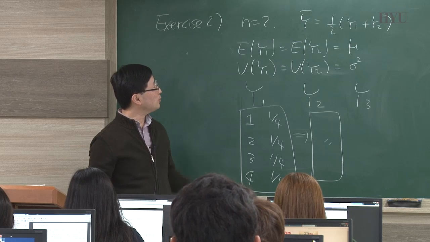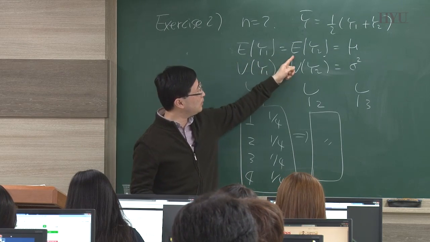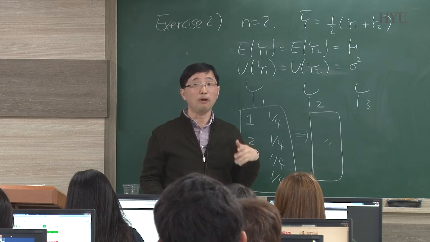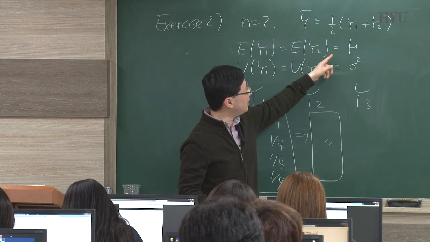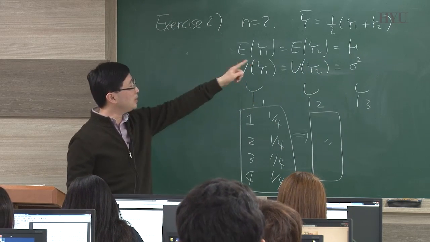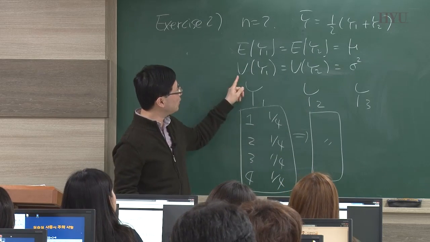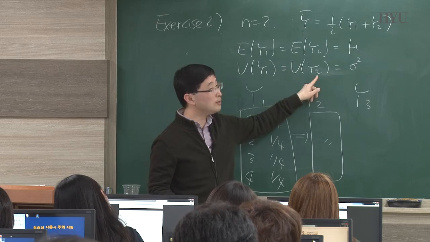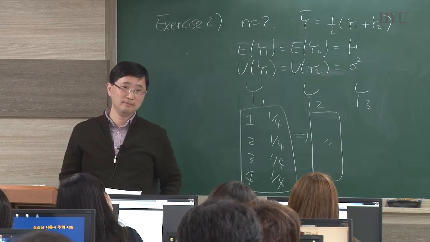The y1 and y2 have the same distributions, right? So it's natural to assume that the mean of y1 should be equal to the mean of y2. That's the meaning of having the same distribution, right? And let's say that just happens to be mu. Mu can be anything, just an unspecified number. Because they have the same distribution, the variance of y1 should be equal to the variance of y2. I just use sigma squared for its value. Okay?